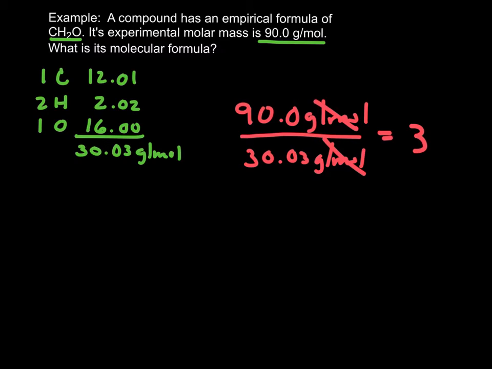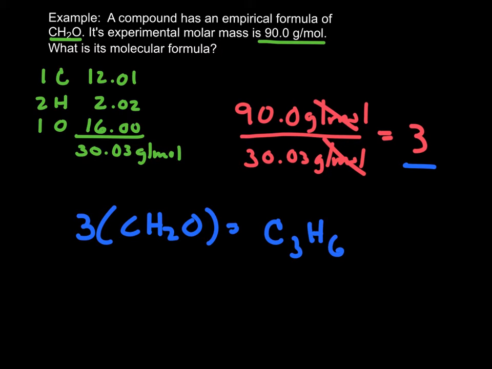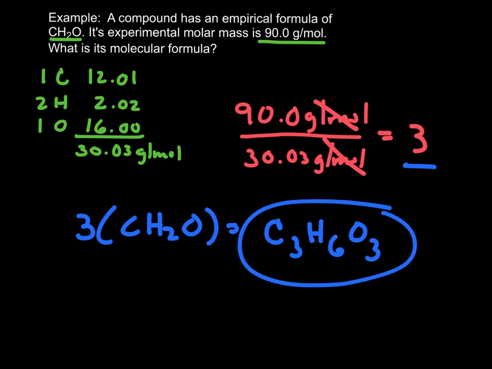The last step that we do is we apply this factor to the empirical formula. So we're going to take 3 times CH2O, and we're going to multiply the subscripts by this factor. So our molecular formula becomes C3H6O3.